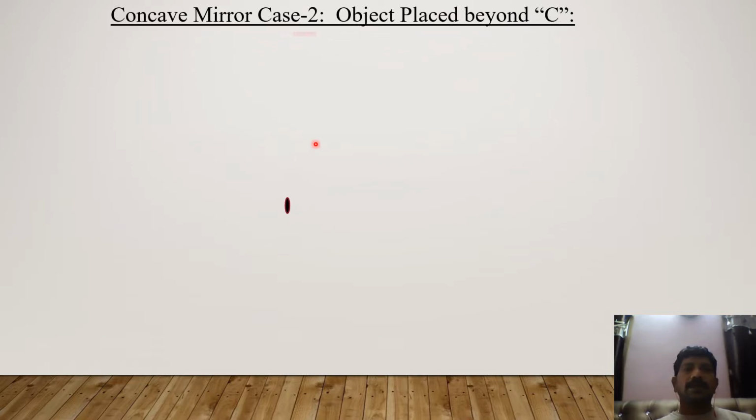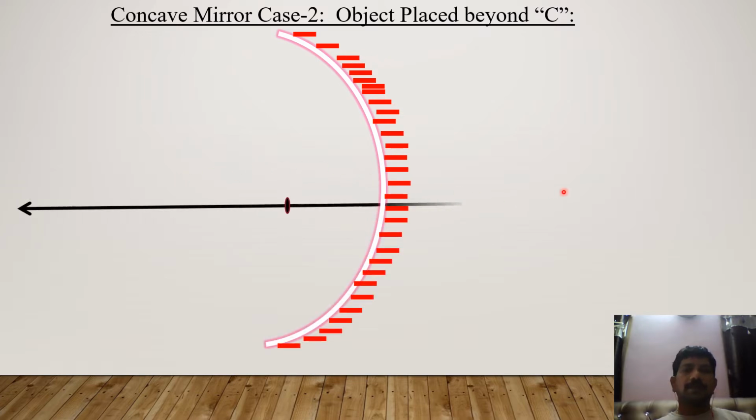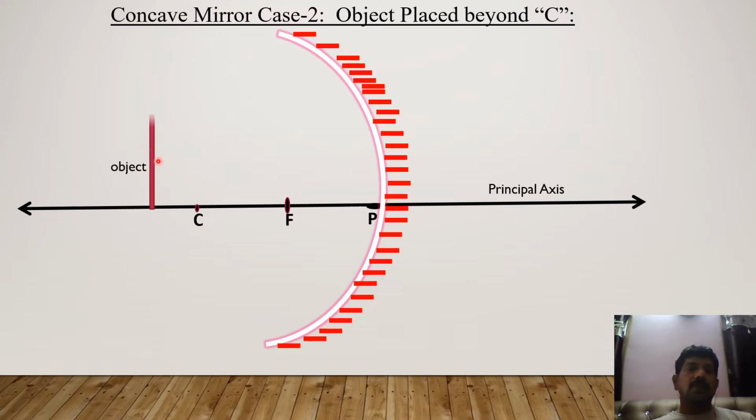Now, see the second case. When the object is placed beyond the center of curvature. You observe this one. Now, this is my mirror. Next, this is my principal axis. This is the pole, and this is my focus. This is the center of curvature. Now, here in the second case, the object is placed beyond the center of curvature, meaning on the principal axis, we are keeping the object beyond the center of curvature. Now, this vertical arrow is my object.